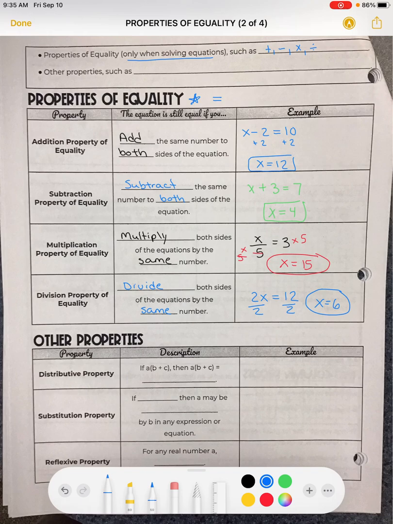Other properties are listed at the bottom of your page here. One that should seem familiar is distributive property. When you distribute, A times B is AB, A times C would be AC. With numbers, this is typically how it looks: 3 times x plus 4. When you distribute, you get 3x plus 12.